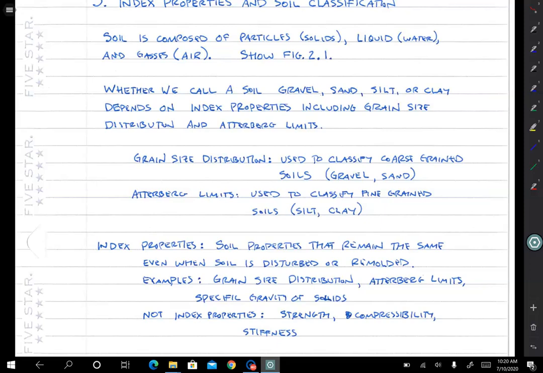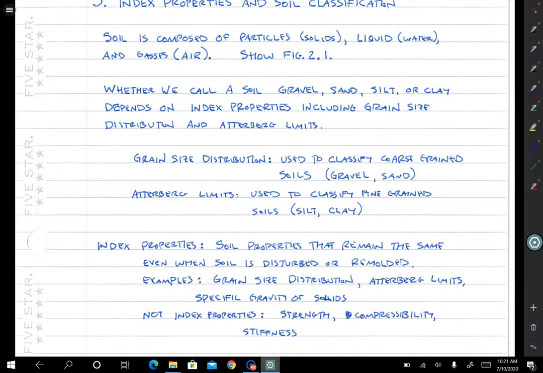We can measure grain size distribution, we can measure Atterberg limits, which actually measure the stickiness of the clay content in a soil. So those are index properties because they don't change when the soil is remolded or you add water to it or something like that. The index properties stay the same.